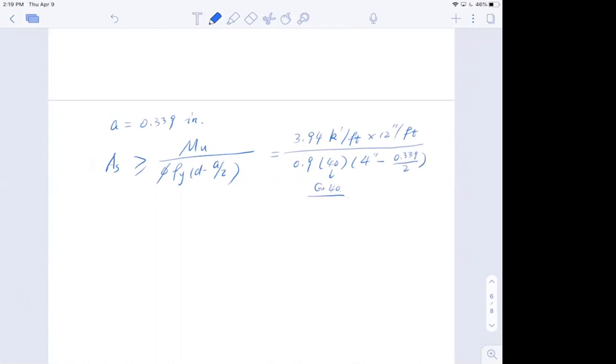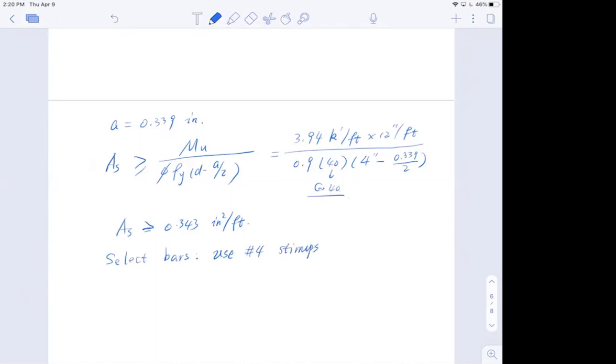So I got a number for As greater than or equal to 0.343 square inches per foot. Okay, so now once I have that, I need to select bars. So to start, I'm going to assume number 4 bars.